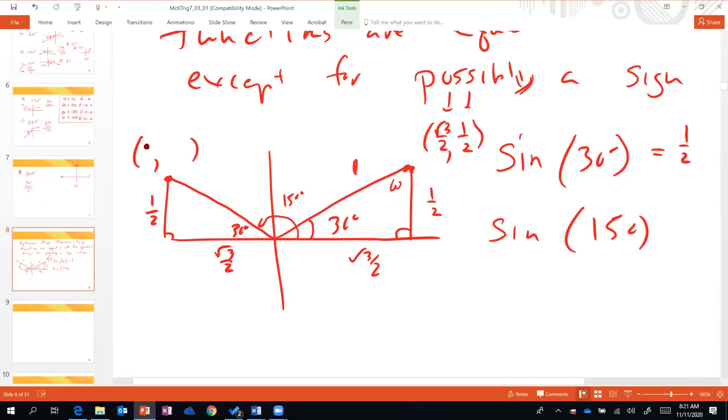So this one would be a negative root 3 over 2, but the 1/2 would still be the same. So notice sine of 30 and sine of 150, it's all the same. Are we good?